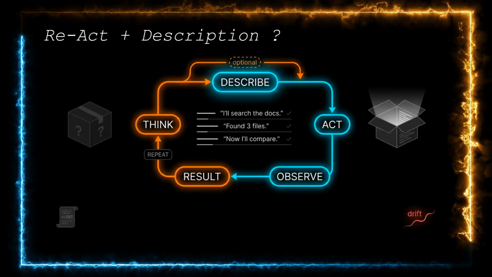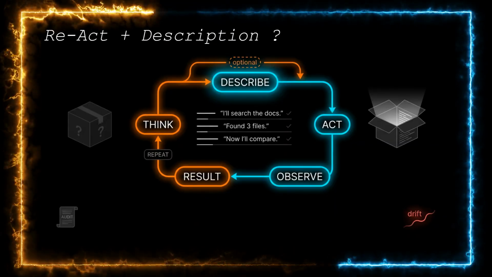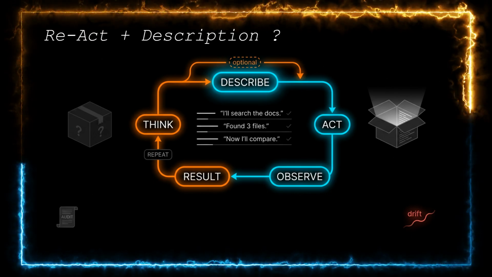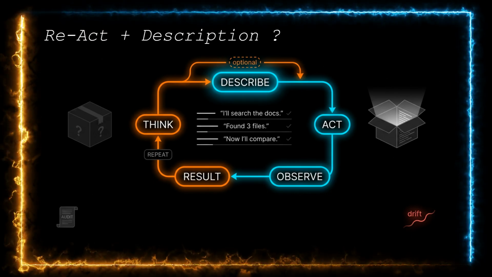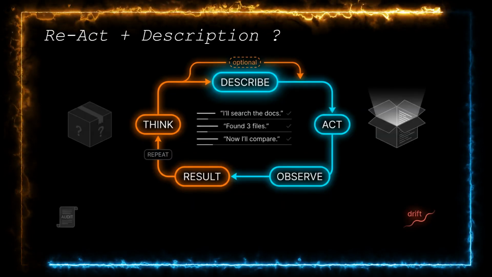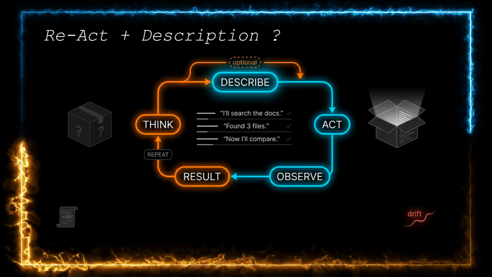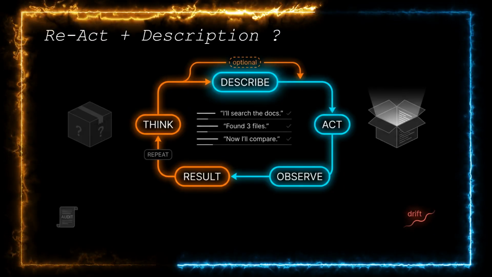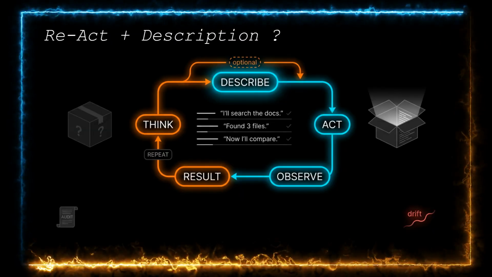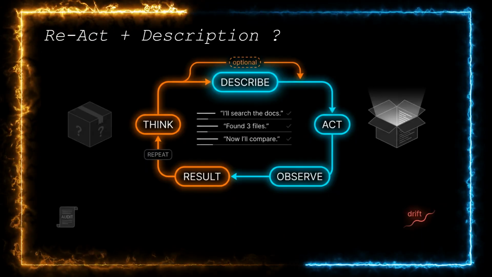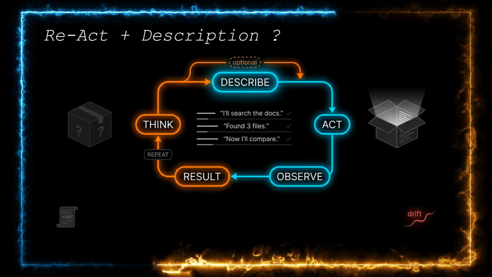This is useful for transparency. Users do not want to watch a black box. If an agent is doing multiple steps, short status updates make the process easier to trust. This is also useful for debugging and audit logs. The risk is noise. If the agent describes too much, the experience becomes slow and annoying. Descriptions can also drift from reality if they are not based on actual observations. So this pattern is best when visibility matters: debugging, compliance, complex workflows, or user-facing automation.